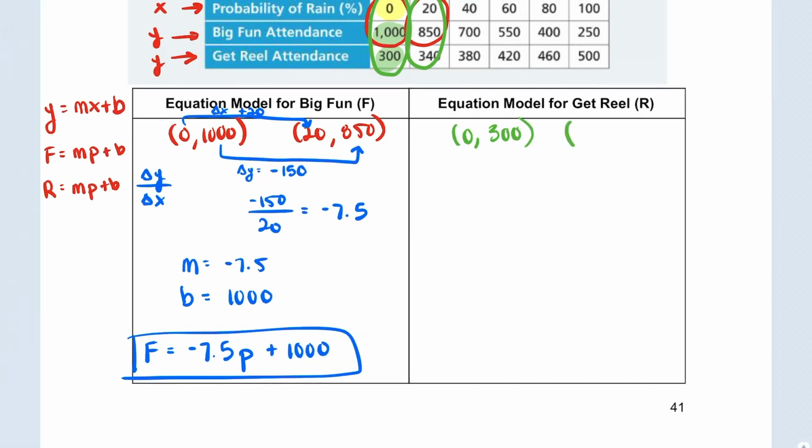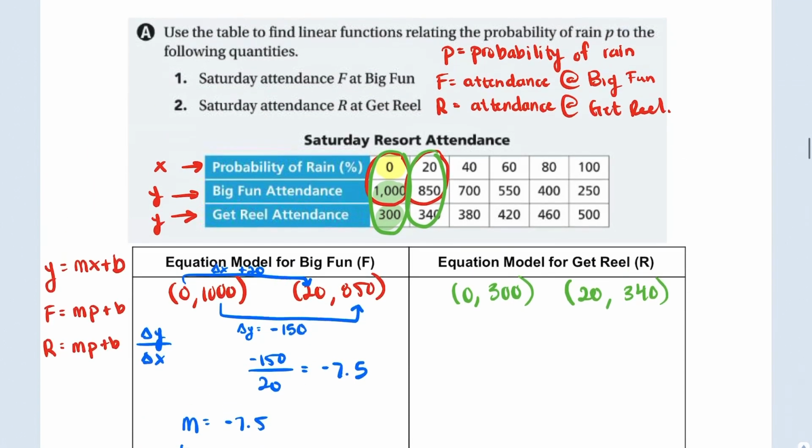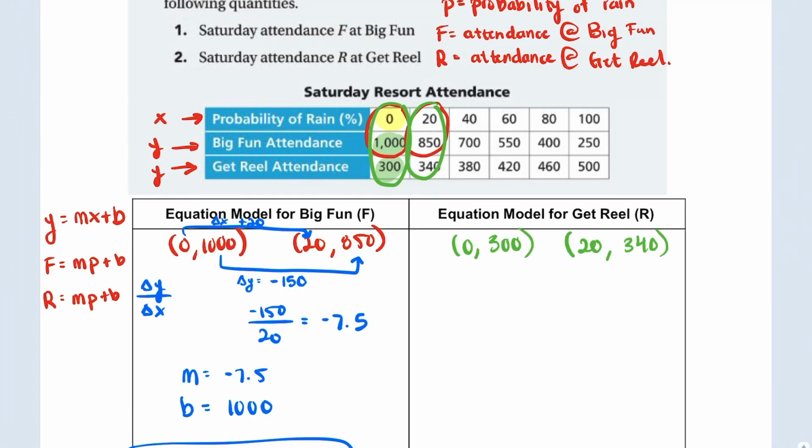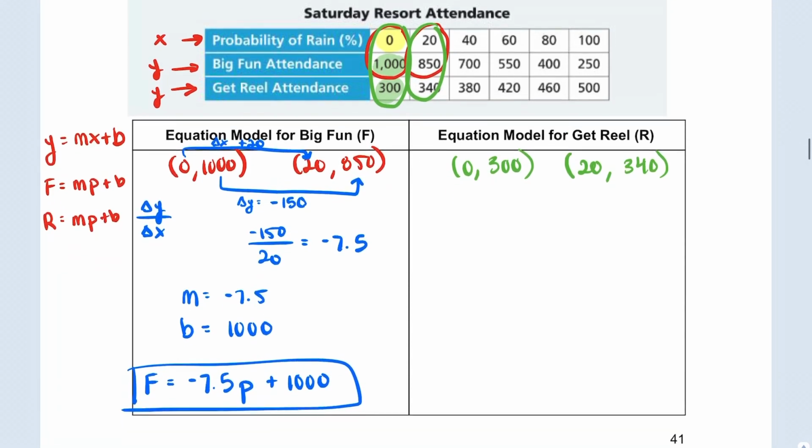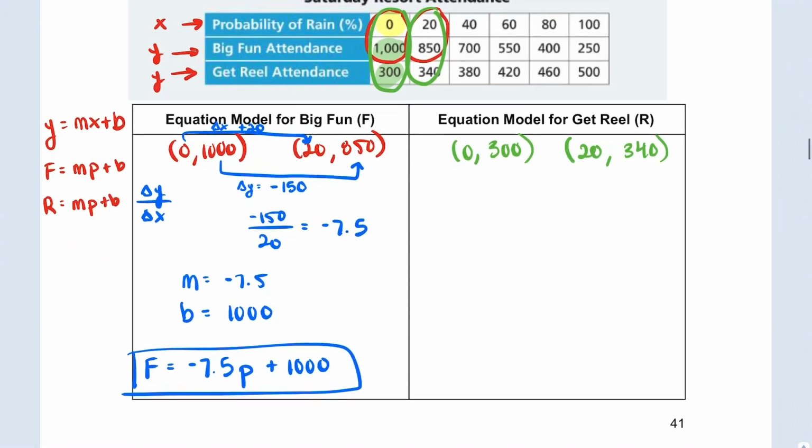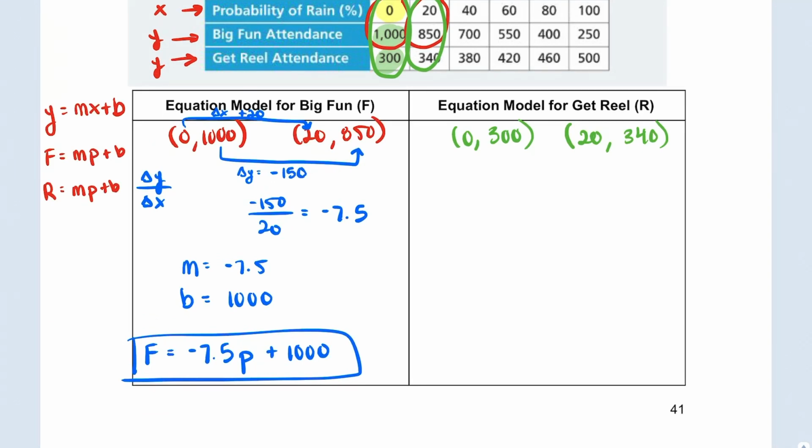And it's good to know, you guys, that it doesn't matter which 2 points you pick. What's nice is that they tell us it's a linear model, so we can really pick any of the points on this table or any 2 points on this table, and you should be able to write the equation. You'll get the same answer.